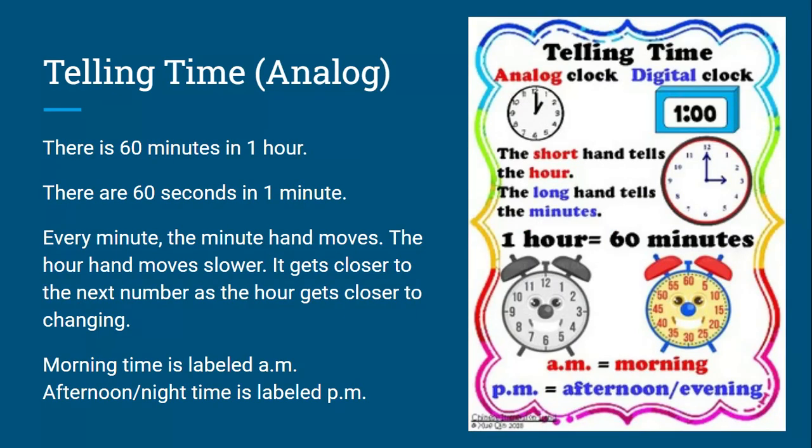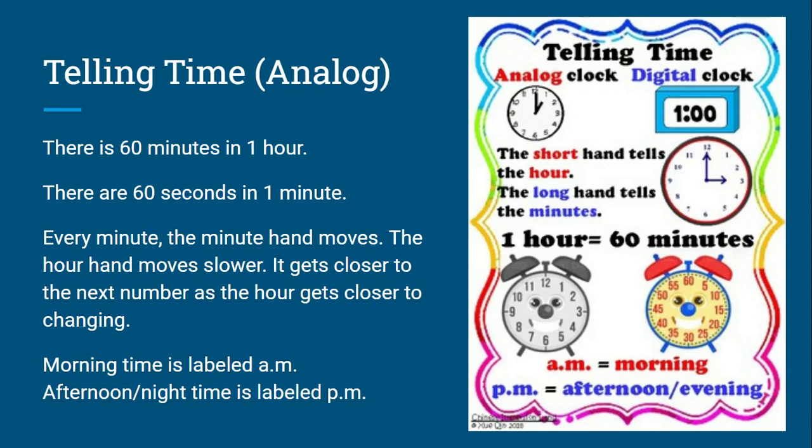All right, so just like we said there was 60 seconds in a minute, there are 60 minutes in an hour. For every minute, the minute hand moves. The hour hand moves slower, and it gets closer to the next number as the hour gets closer to changing. So if my clock minutes were over here next to the 10 or the 5, then my hour would be closer to the next number. So if it was 5:55, my hour hand's going to be close to the 6, and my minute hand is going to be on the 11.